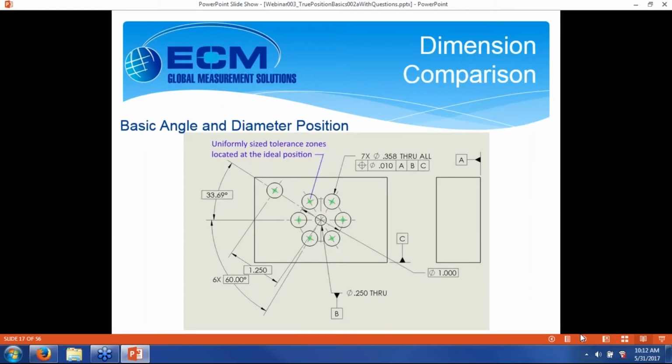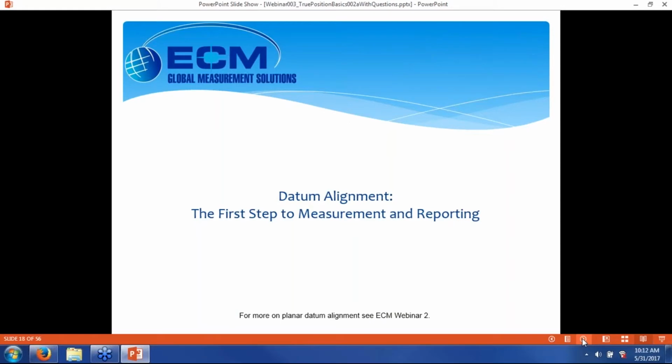Going back to GD&T again, we've referenced the datum scheme. The zones are all uniformly sized based on how they want to fit together, whatever value the designer gave you, and they're all centered on the ideal position. There's no tolerance stack up.